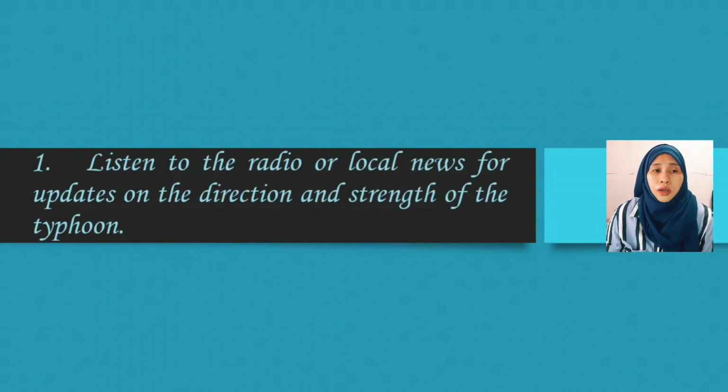Number 1. Listen to the radio or local news for updates on the direction and strength of the typhoon. On the radio or local news, you can easily get updates on what's happening outside during a typhoon. But sometimes this is not functioning because of a lost signal due to the strong typhoon.